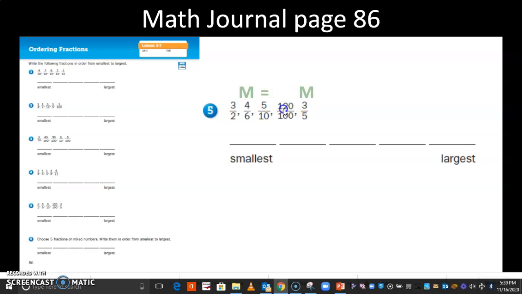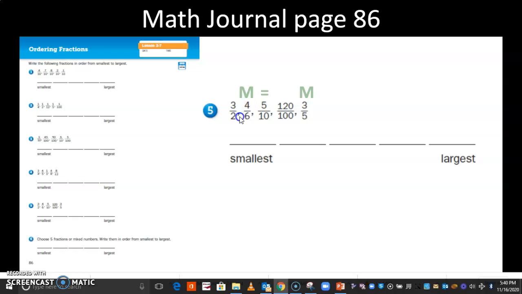Same thing with 120/100, 120 hundredths. 120 is larger than 100, another improper fraction. And if we had 100 hundredths, that would have equaled 1 whole, leaving 20 left over. So 1 and 20 hundredths, okay? Those are by far our two largest numbers, all right? So we're going to kind of leave those off for a second. But we're talking about 4/6 and 3/5. These are proper fractions, and they're still more than 1/2, right?